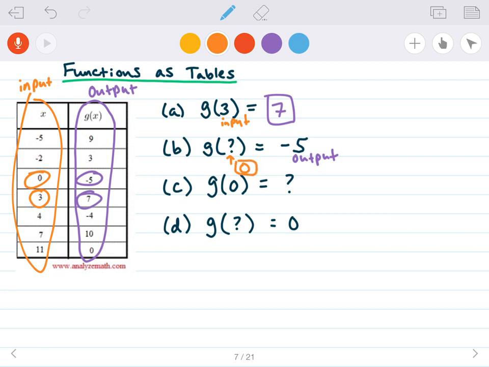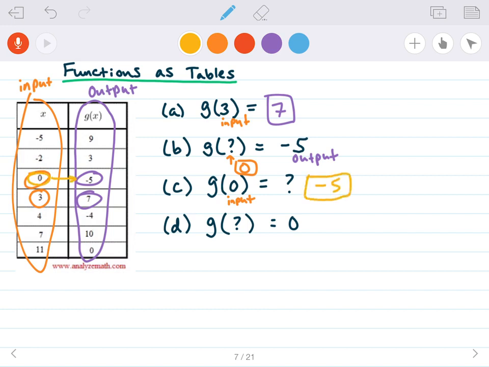Okay, next one, g of 0 equals what? Well, we're given an input because it's in parentheses and we're looking for the corresponding output. This goes hand in hand with part B because we basically already did it. Here's my input of 0. My corresponding output is -5. So that's my answer here.